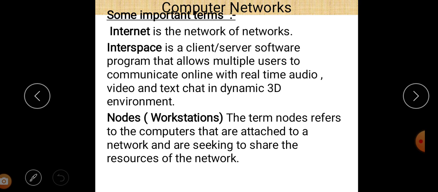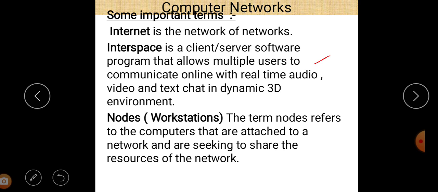Now there are three important terms. Internet. What is internet? Internet is simply the network of networks. It is the simplest definition of the internet. It is a network of different networks. And another important term that is coined nowadays, interspace. Interspace is a client-server software program that allows multiple users to communicate online with real-time audio, video, and text chat in a dynamic 3D environment. So that is called the interspace.